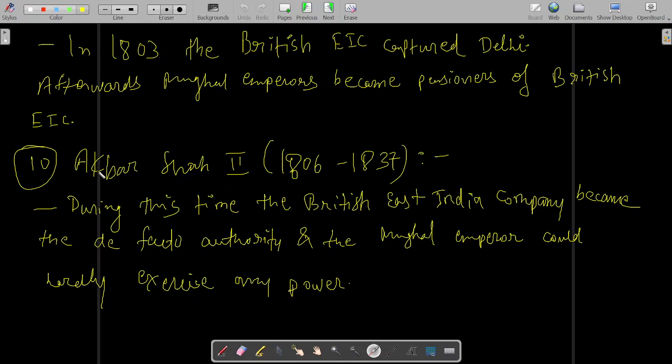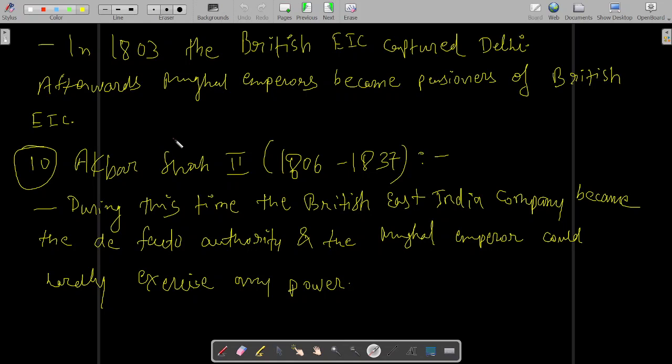Now Akbar Shah II. After Shah Alam II came Akbar Shah II, 1806 to 1837. During this time, the British East India Company became the de facto authority. Although in the de jure sense, they used to say that the Mughal emperor is the actual king, in the de facto sense, meaning in practical terms, the real authority was with the British East India Company, and the Mughal emperor could not exercise any power.